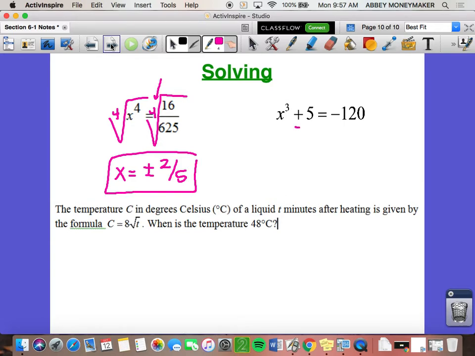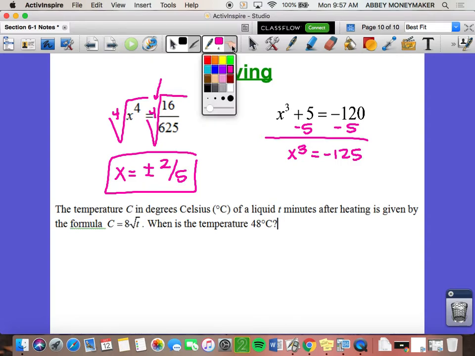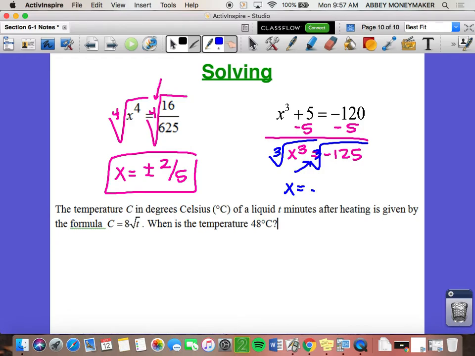On this next one here, I'm going to have to subtract the 5 first. So I get x cubed is equal to negative 125. And then again, to undo that cubed power, I'm going to do the cubed root on both sides. And since my index is odd, I should only get one answer, and that should give me negative 5.